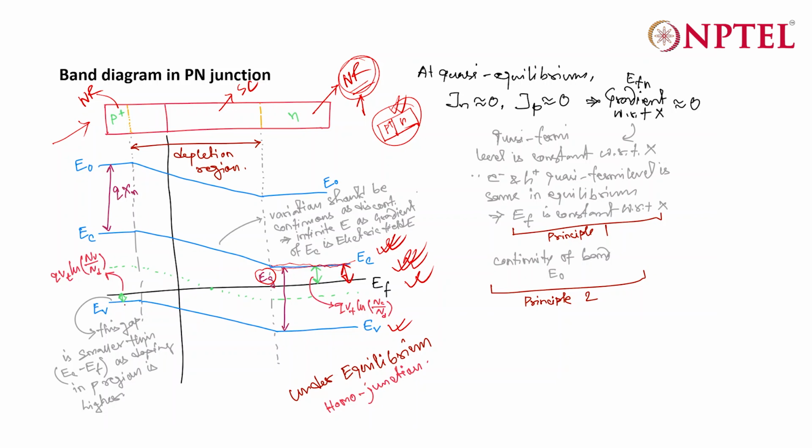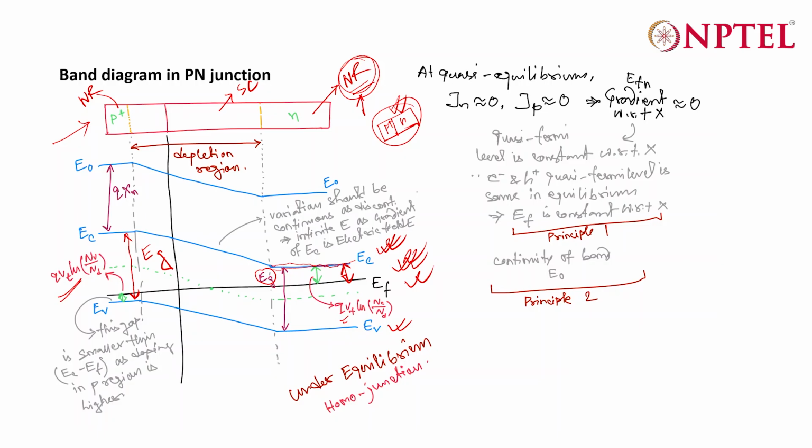So you can draw the EV closer to EF, and then your EC in the P side will be again EG away from EV. That is also a straight line parallel to EF and EV. And if you want to quantify the gap between EC and EF, it is nothing but q VT ln NC by ND, right? And the same thing in the valence band, the same thing in the P side will be q VT ln NV by NA. So this is the difference between EC-EF and EV-EF.